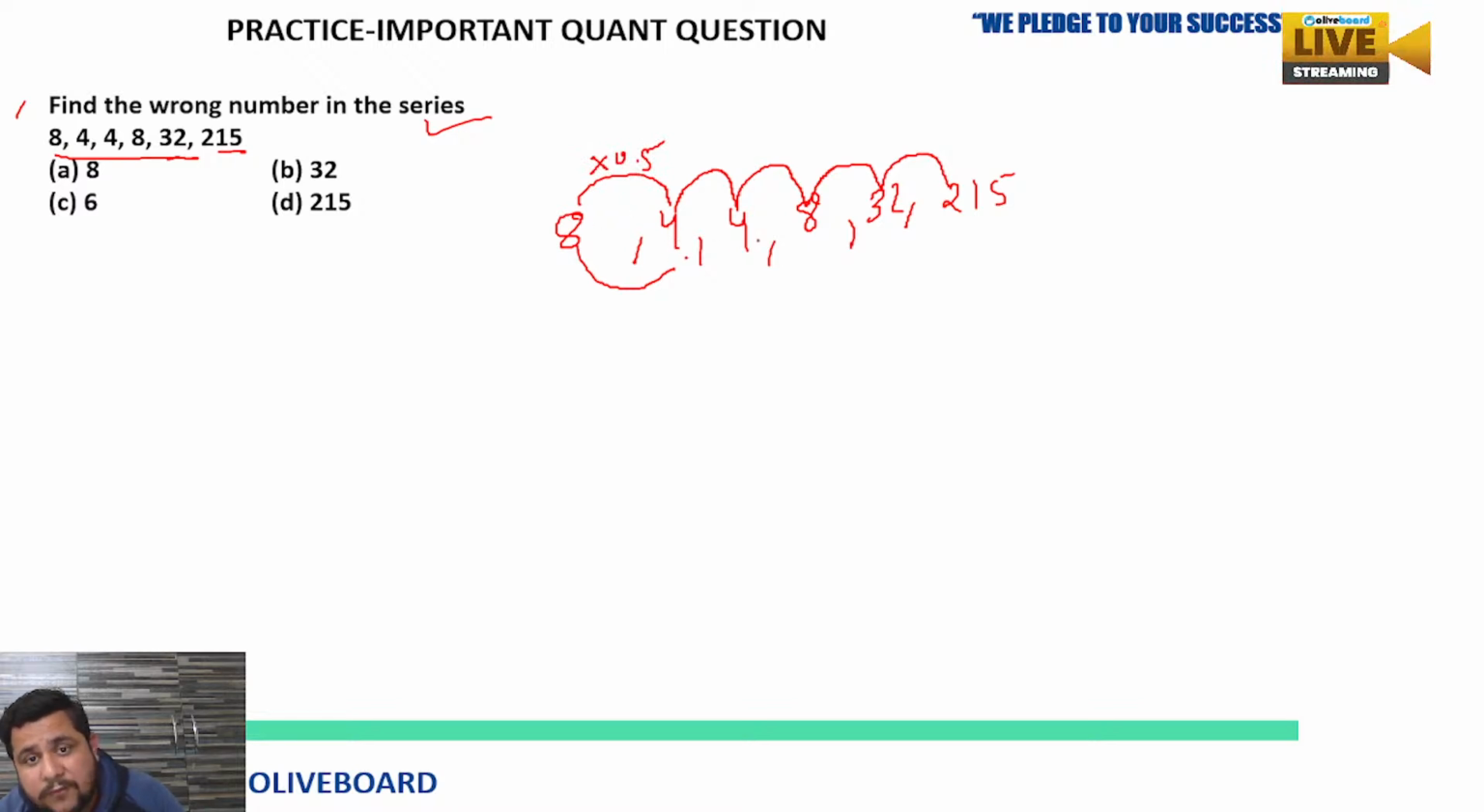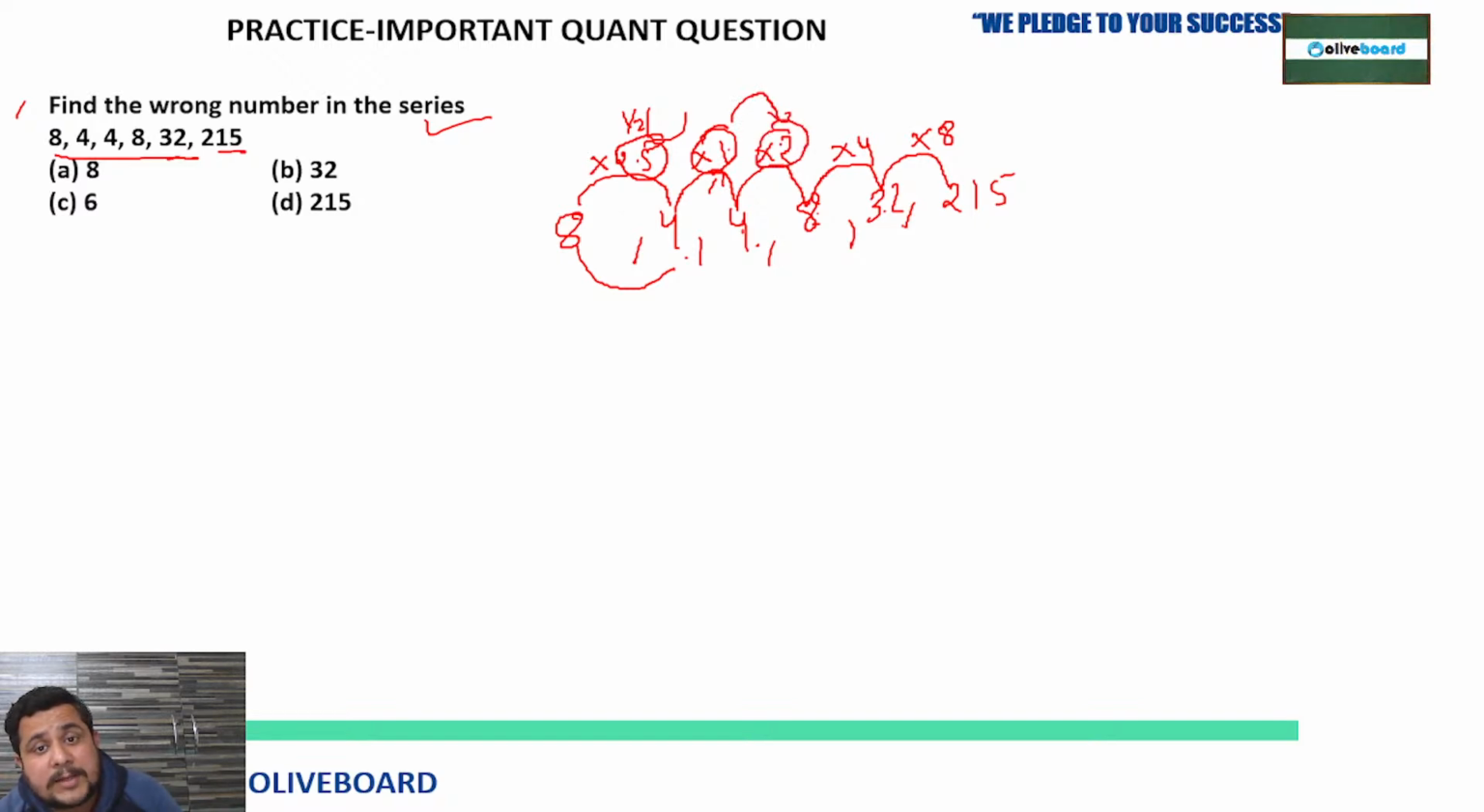Okay, fine. Now 4 to 4 is similar. 4 multiply 1, so we get 4. Now 4 to 8, 4 multiply 2, so 8. Now 8 to 32, 8 multiply 4, 32. Now 32 to what? Then we must multiply with 8, because the multiplication value is getting doubled in each step. See, first we multiply with half. Double of half is 1. In the second step it is 1. Now in the next step, double of 1 is 2, so we multiply with 2.